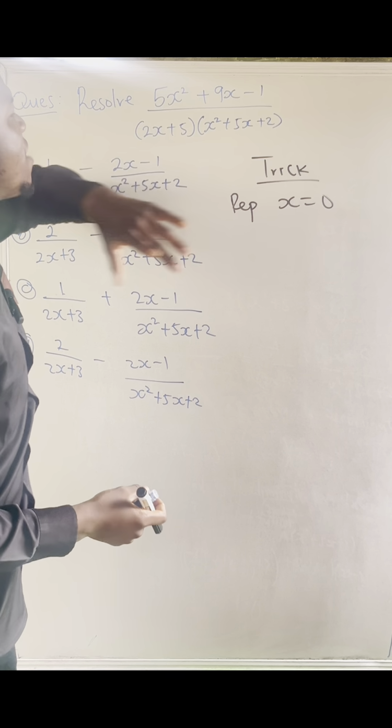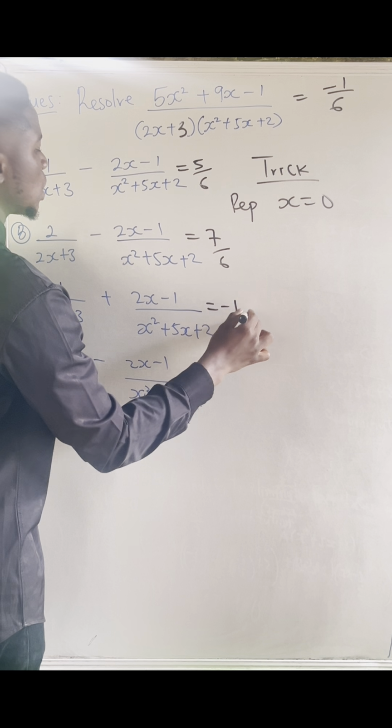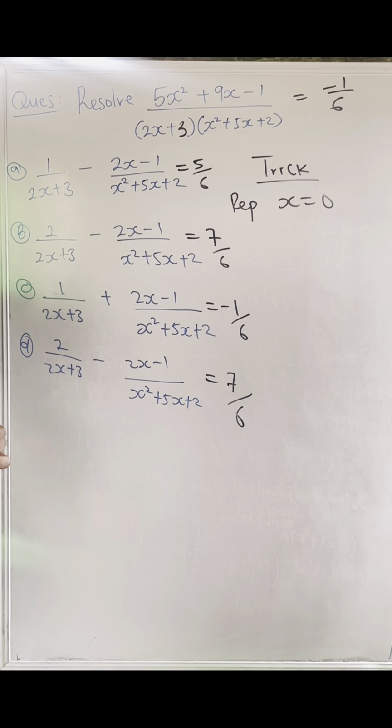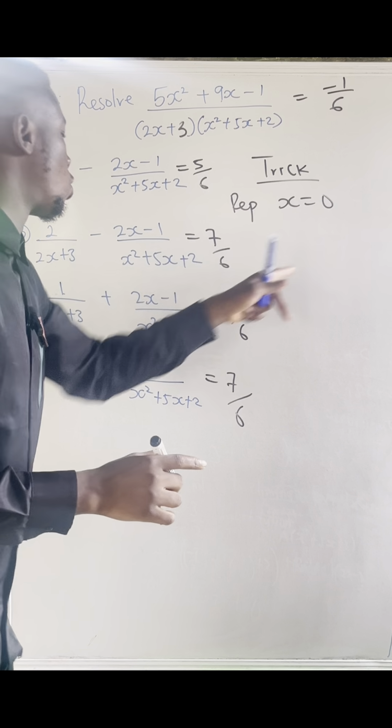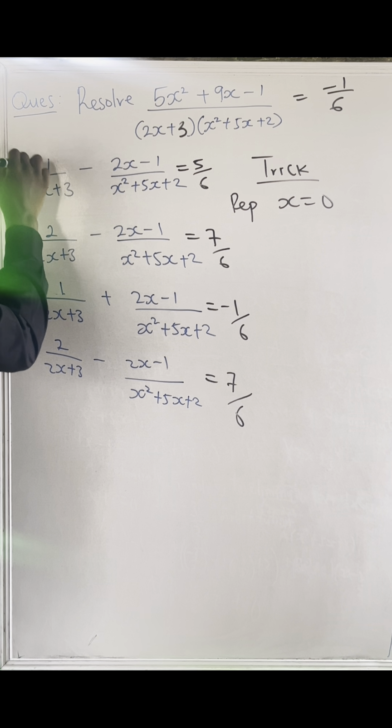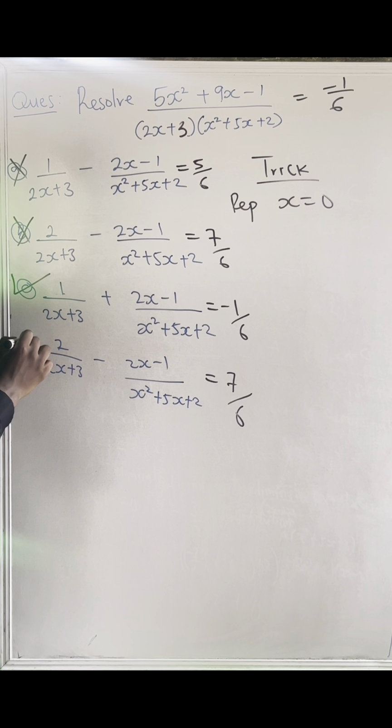So I will now go to the options one after the other. I'm going to be substituting x as 0 into each option. Any one that gives me minus 1 over 6 will be the correct answer. So option A is going to give me 5 over 6. Option B, after substituting x as 0, you are going to get 7 over 6. Option C, after substituting it, you are going to get minus 1 over 6. And option D, after substituting it, you are going to get 7 over 6. So you will now see that the only option that gives you minus 1 over 6 is option C. So therefore, option A is wrong, option B is wrong, option C is correct, option D is wrong.